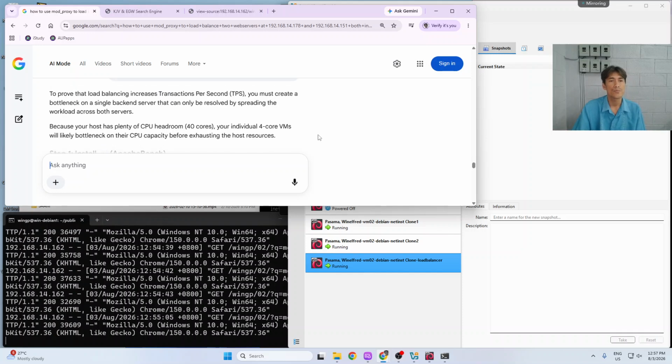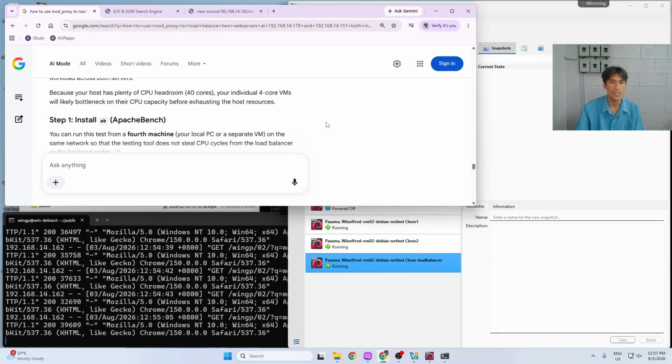So it says here, to prove load balancing increases TPS, transactions per second, you must create a bottleneck on a single backend server that can only be resolved by spreading the workload. Because your host has plenty of CPU headroom, 40 cores, your individual 4-core VMs will likely bottleneck on their CPU capacity before exhausting host resources.